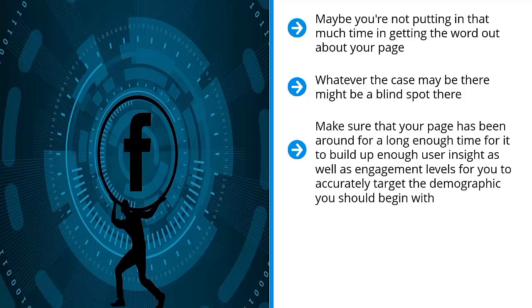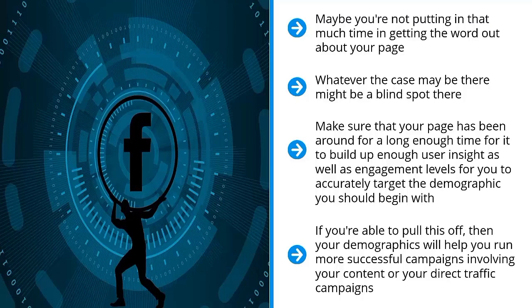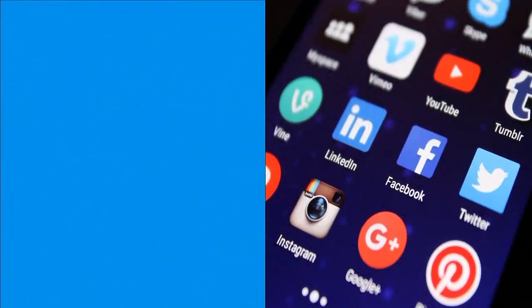Make sure that your page has been around for a long enough time for it to build up enough user insight as well as engagement levels for you to accurately target the demographic you should begin with. This is important. If you're able to pull this off, then your demographics will help you run more successful campaigns involving your content or your direct traffic campaigns. These are campaigns that direct traffic from Facebook directly to your target website. You're going to do that primarily using a lookalike audience campaign.